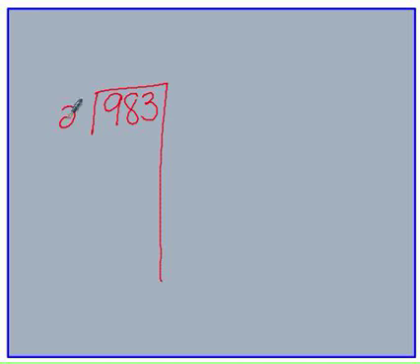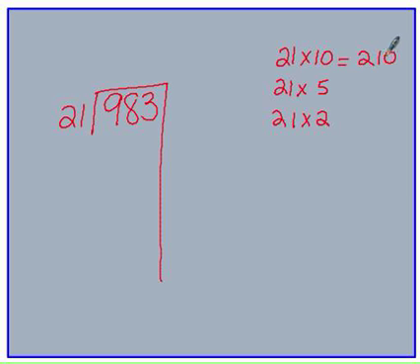Let's try another problem. This time, let's solve 983 divided by 21. After I set up my problem, I'm going to make my friendly equations. 21 times 10, 21 times 5, and 21 times 2. 21 times 10 is 210. 21 times 5 will be half of that because I cut my factor in half. So 21 times 5 equals 105. 21 times 2 is a doubles. That's 42.